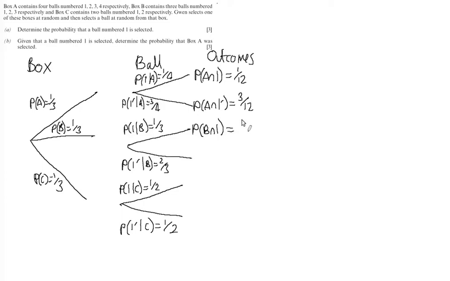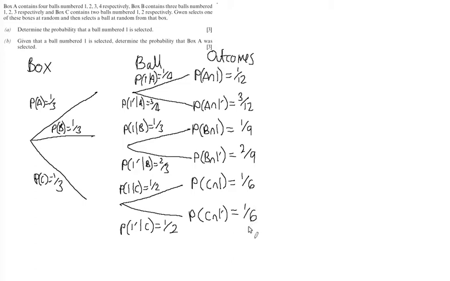We can have the probability that it was box B that was picked and a 1, which gives us a third times a third, which is a 9th. And the probability that it was B and not a 1, which is a third times 2/3, which gives us 2/9. And finally, the probability that we had a C and we picked a 1 was a third times a half, which is 1/6, and probability that it was a C and not a 1, which is a third times a half, which is also 1/6.